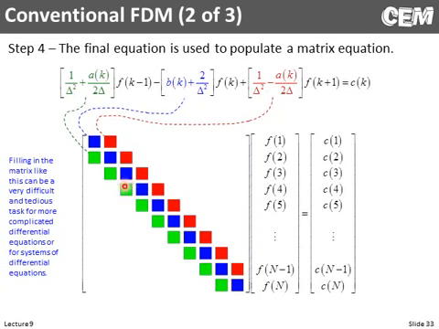Then we come over. This is how f of k is related to f of k minus 1. And that's where this term comes in. And likewise, the red describes how f of k is related to f of k plus 1. And that comes in here. So we literally just read off these numbers and we populate our global matrix.